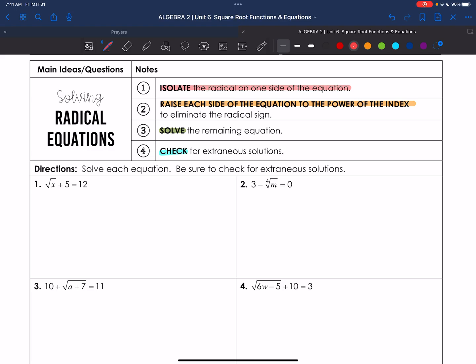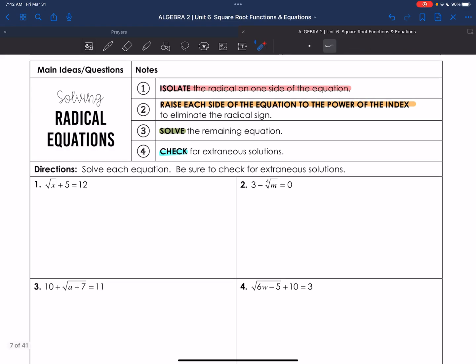As we see here at the top of our page, the very first step is to isolate the radical on one side of the equation. That means that we want that square root all by itself. In example number 1, we don't have that square root by itself. We've got this 5 that's being added with it. So what do we need to do to undo that 5 that's being added?